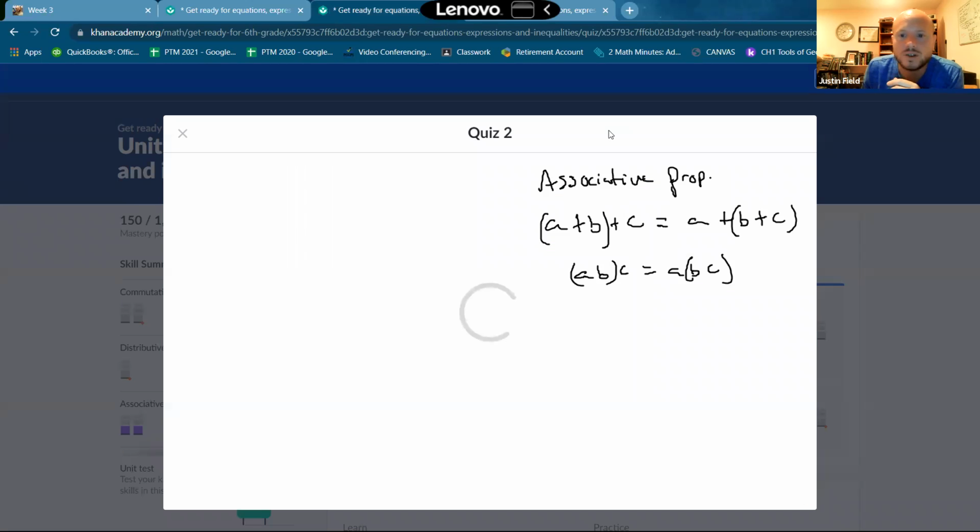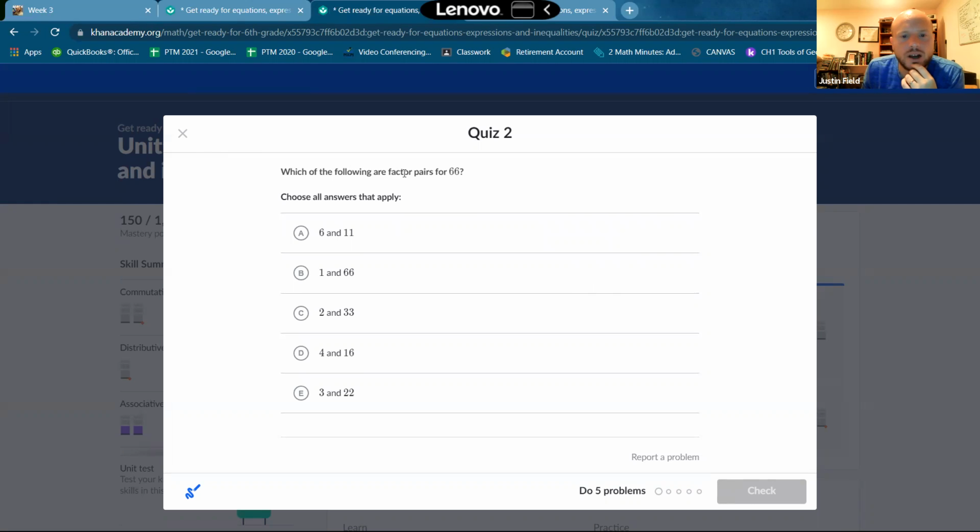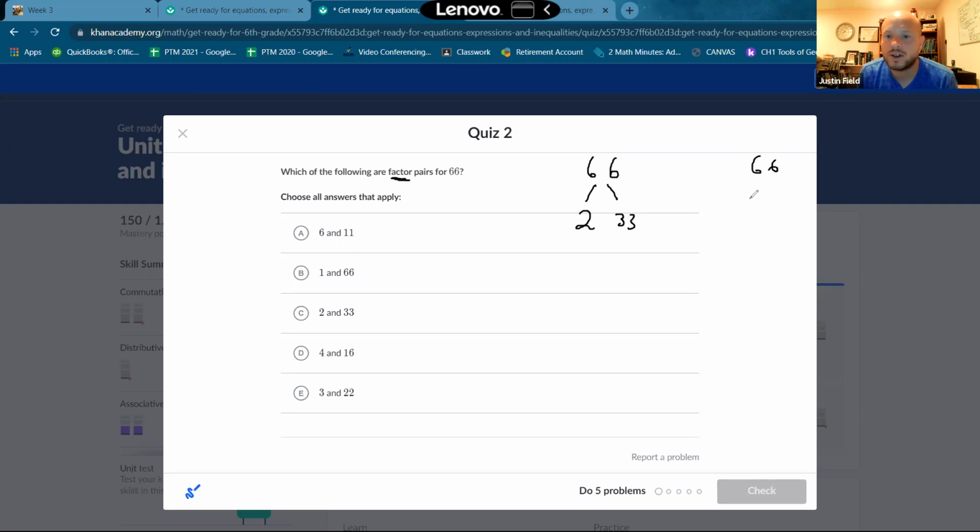Okay, quiz 2. Which of the following are factor pairs of 66? Let's talk about factors. See, there's vocabulary. Factors are numbers that multiply to a bigger number, a composite number. So 66, we make a little factor tree. What 2 numbers multiply to 66? You may be saying 2 and 33, or you may have said 6 and 11. Either one is correct, okay?